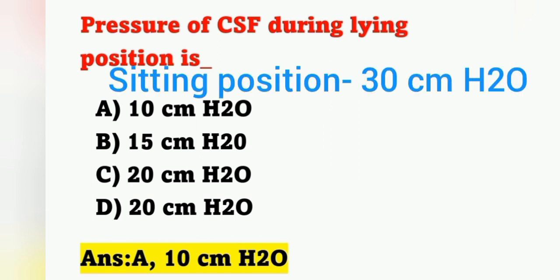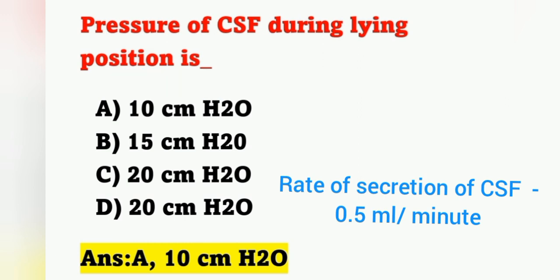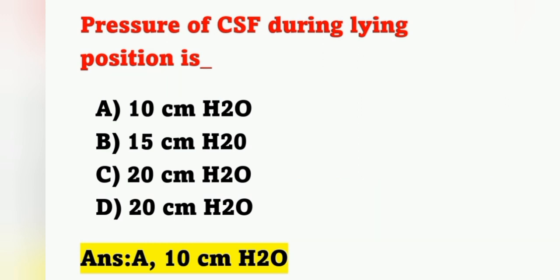CSF means cerebrospinal fluid. It is secreted from the choroid plexus of brain. The rate of secretion of CSF is 0.5 ml per minute and total volume of CSF in the human body is 125 ml. Pressure of CSF during sitting position is 30 cm of water and during lying position it is 10 cm of water.